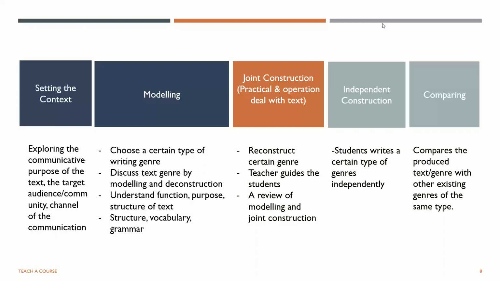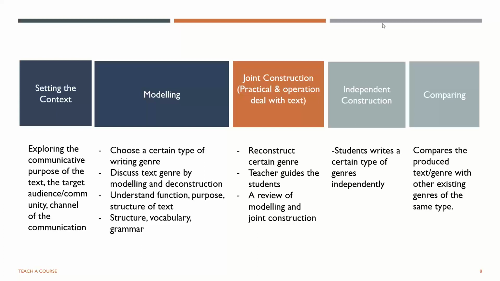Modeling. We choose a certain type of writing genre. For example, in our specific case, we are selecting to talk about the complaint letter. We discuss the text genre, and we give a real life example of this complaint letter to the students, and ask the student to read it and break this real life complaint letter into different pieces, and find out what pieces are put together to make this complaint letter.